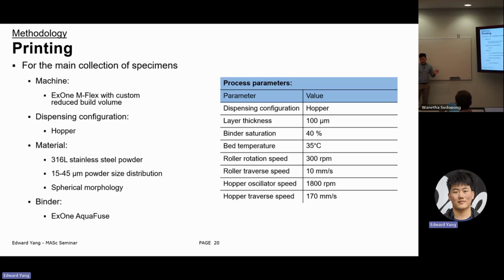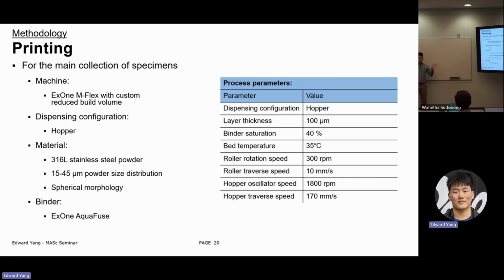So as for the printing itself, for the main collection of specimens, I used the X1 MFlex machine, which is in the MSAM lab, with a custom reduced build volume. The reduced build volume helps reduce the amount of powder and time required for individual smaller prints without having to use the full size build volume.